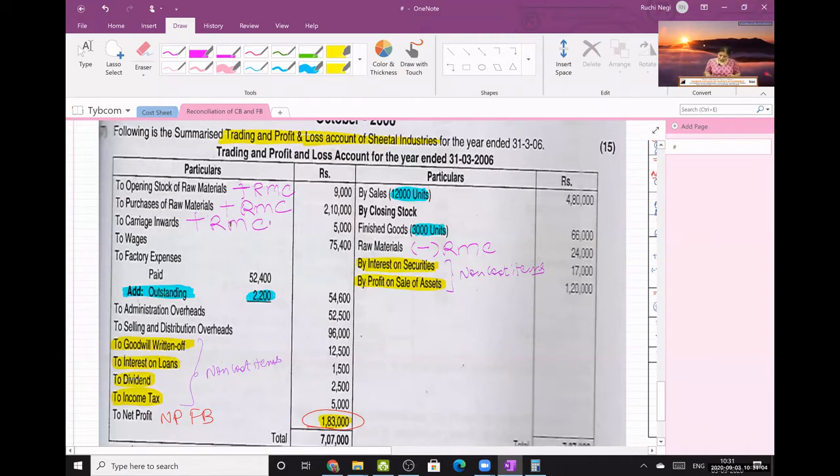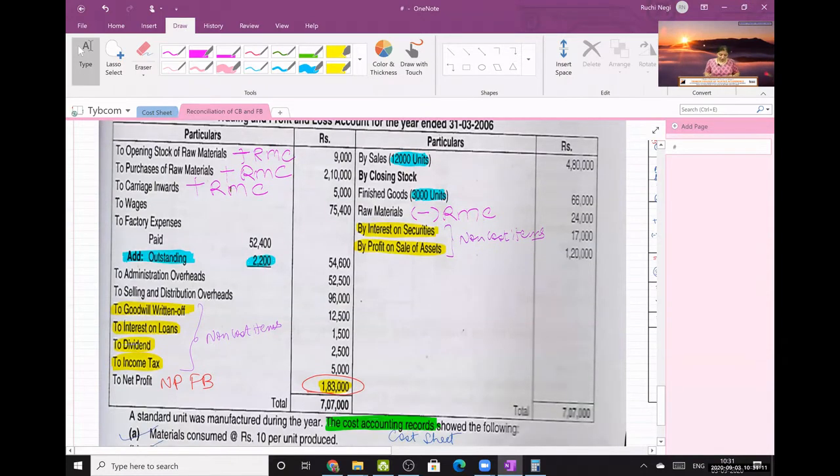Okay, this is done. Next, wages is given, yes, that is direct wages. Factory expenses paid 50,400 and outstanding element is also given 2200. Okay, we will see when I reconcile. I'll tell you what to do with that. ठीक है, admin overheads is given, selling and distribution is given. ये सब cost sheet में भी होता है. Fine. Then I have highlighted it in yellow.